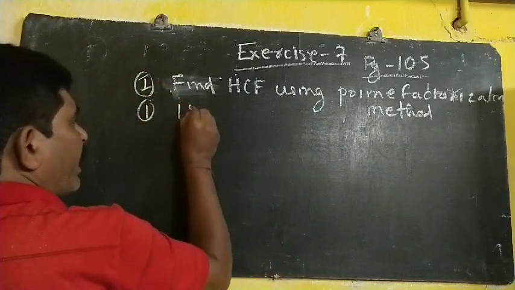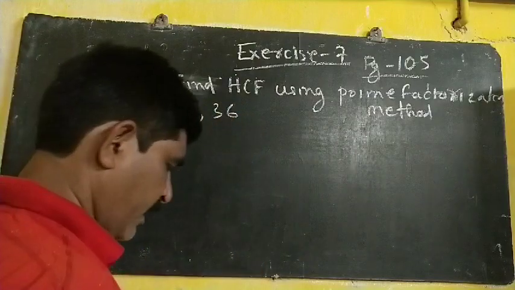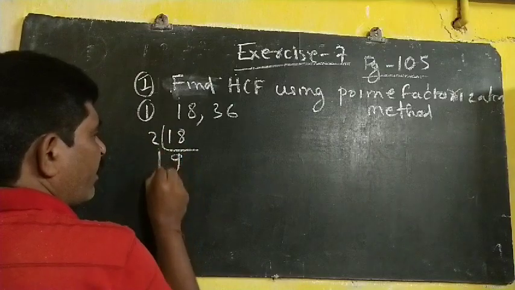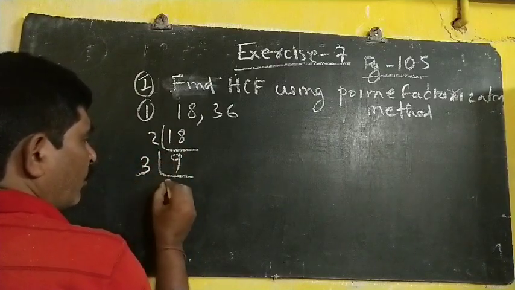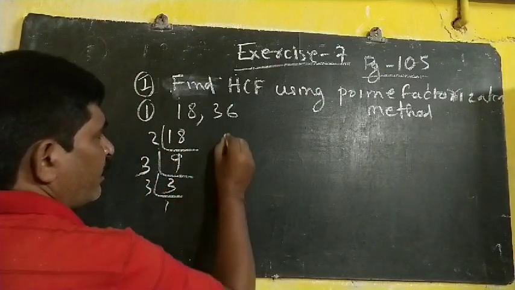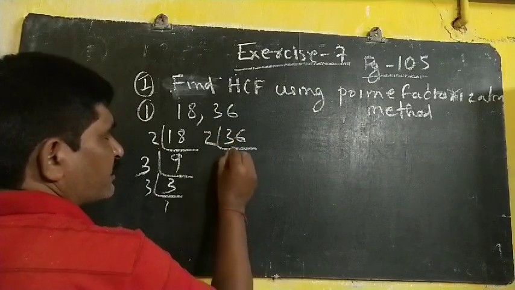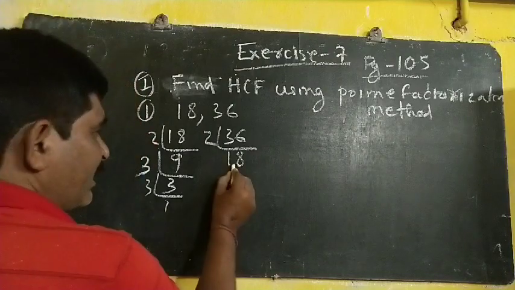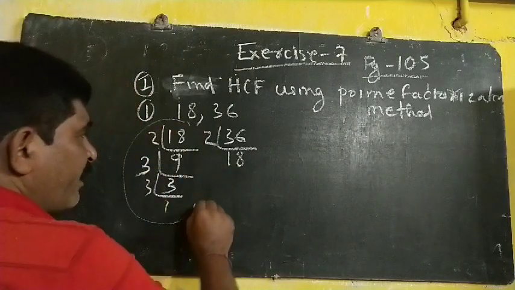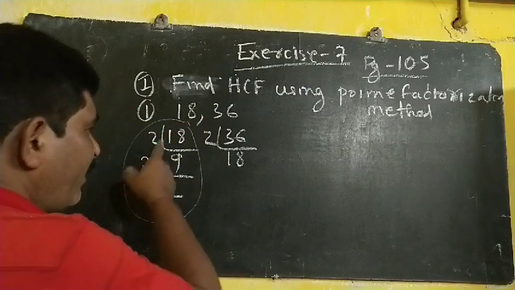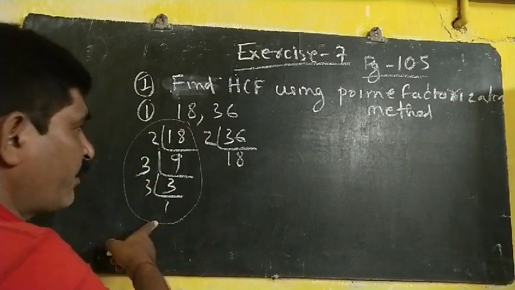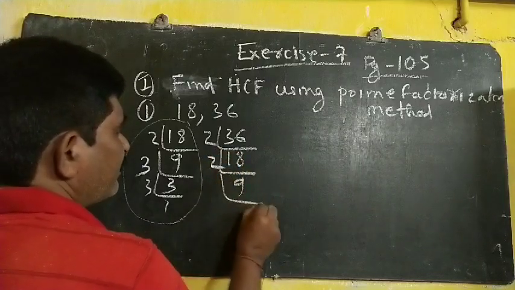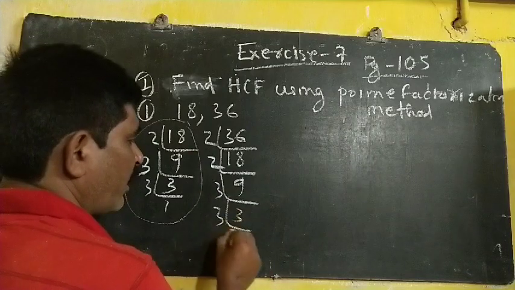We have to do number 1, 18 and 36. First find the prime factors of 18. 2 goes, means 9. 3 goes, 2 does not go, means 3. 3 goes, means 1. Now find 36. 2 goes, means 18. Then one trick is there. Look, 18 is coming here, but we have already done 18. We have already completed the prime factors of 18. Simply copy this one here. 18, 2 goes means 9, 3 goes means 3, 3 goes means 1.